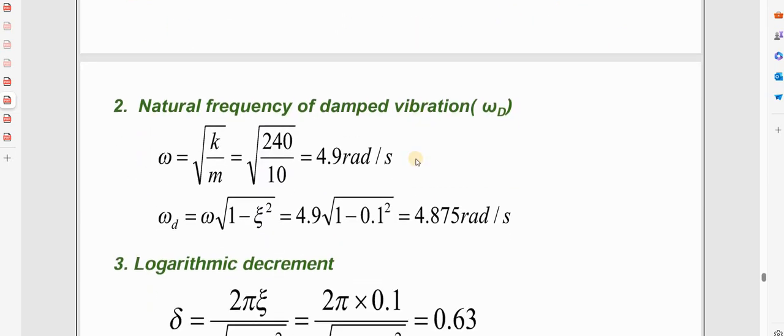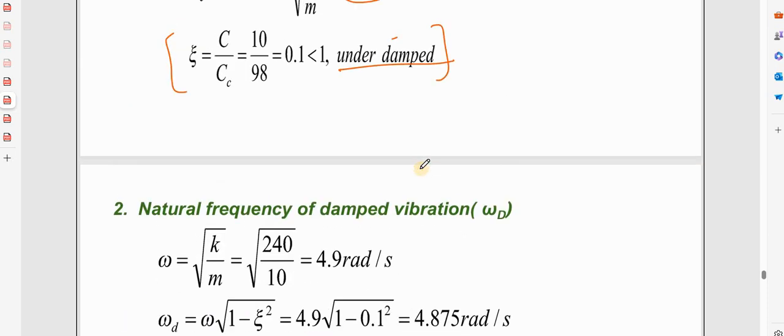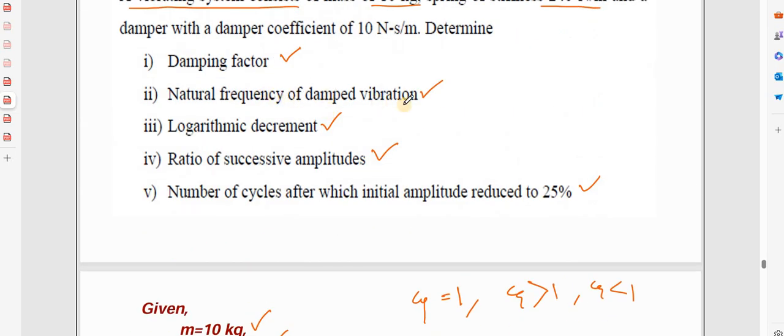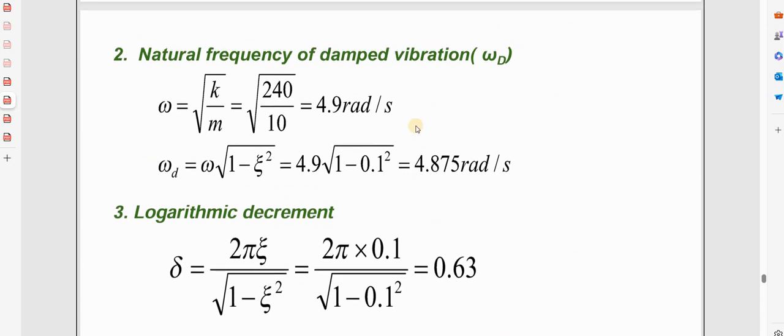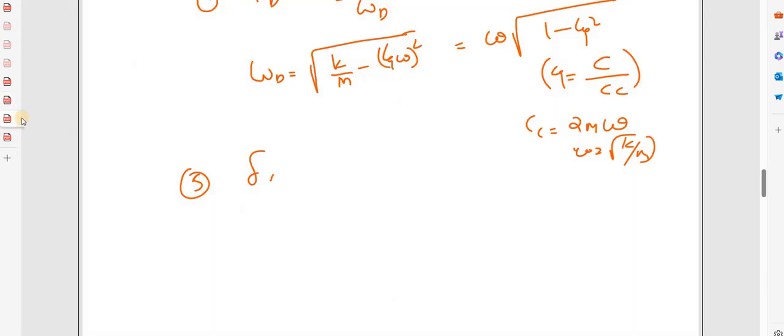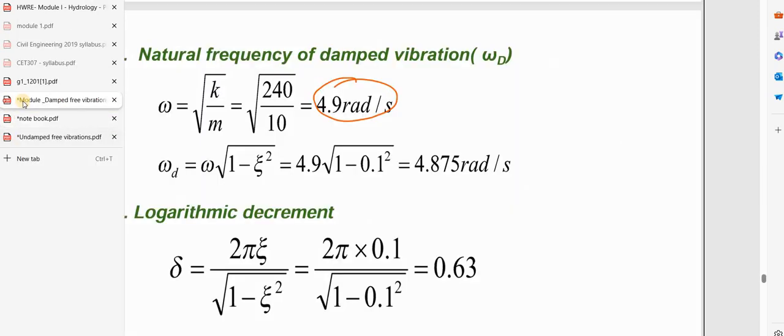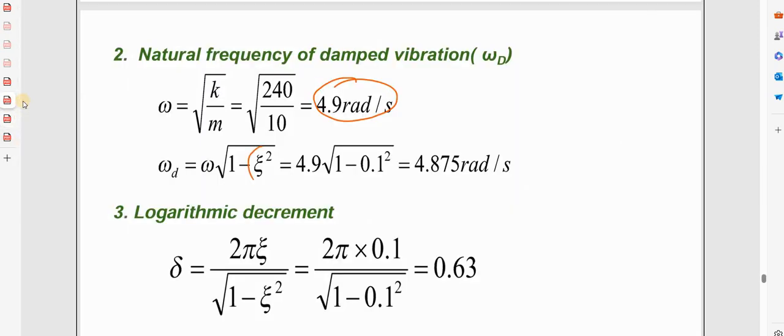Next thing is natural frequency, the natural frequency of the damped vibration. So what is asked? Natural frequency of the damped vibration, that is omega d. We need to know what is omega d. Here omega is equal to root of k by m. Once we have got omega, we have this relationship: omega d is equal to omega into root of 1 minus theta square. Theta we have got already as 0.1. Substituting, you will get the damped natural frequency omega d equal to 4.875 radians per second.